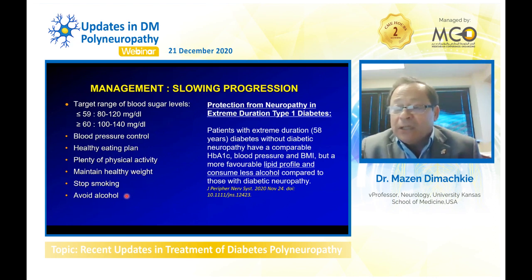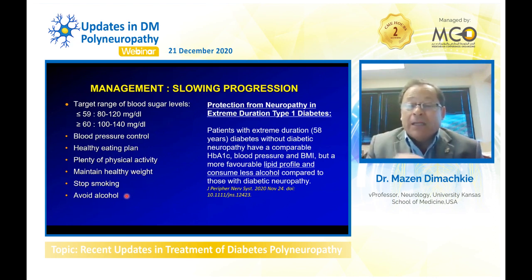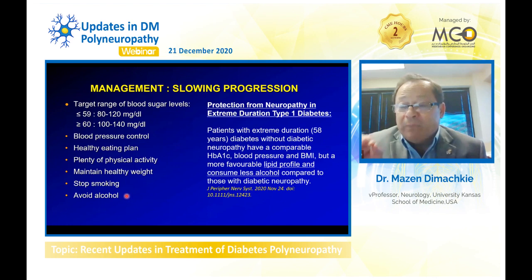It turns out that the only factors that could distinguish type 1 diabetics many years out for reducing the risk of development of neuropathy were their lipid profile and their alcohol consumption. So that's something important in type 1 diabetics. You tell them on the long term, it's important to follow every healthy habit, but especially lipid profile control and alcohol consumption.